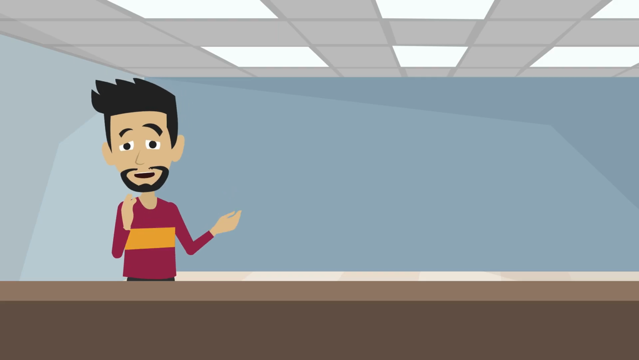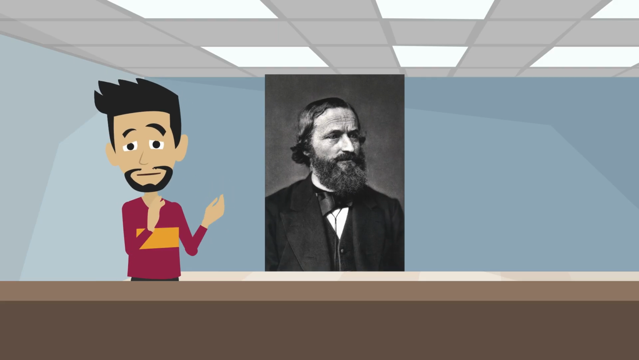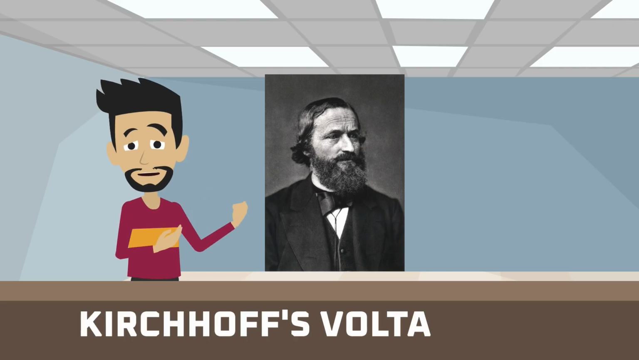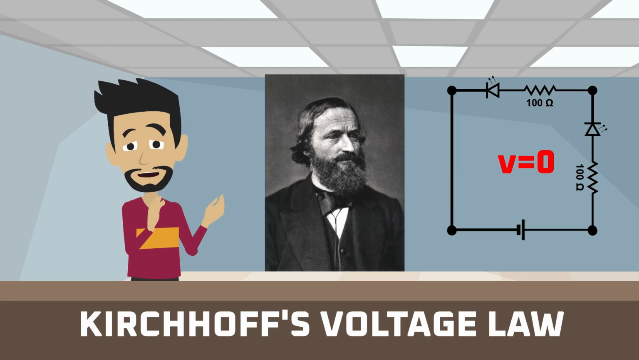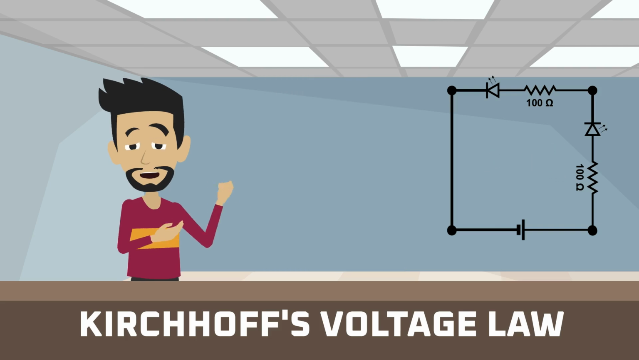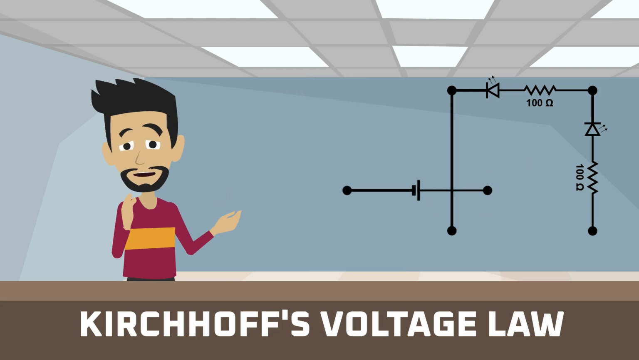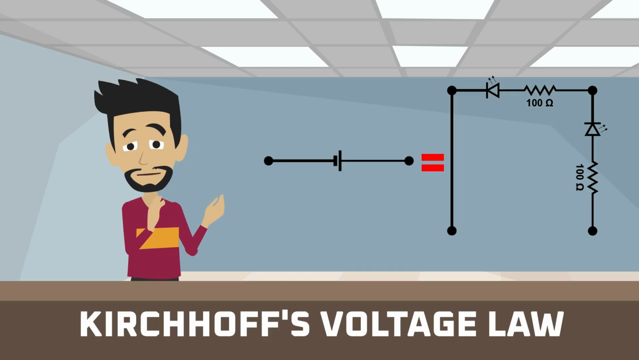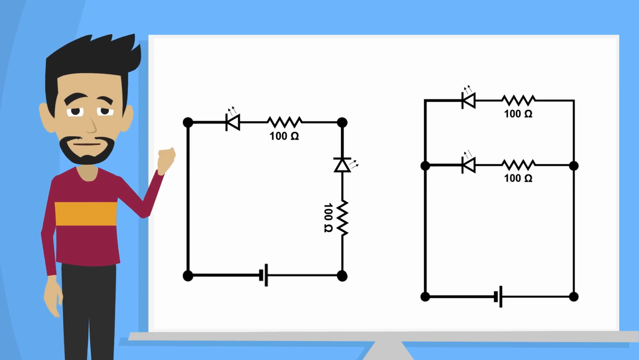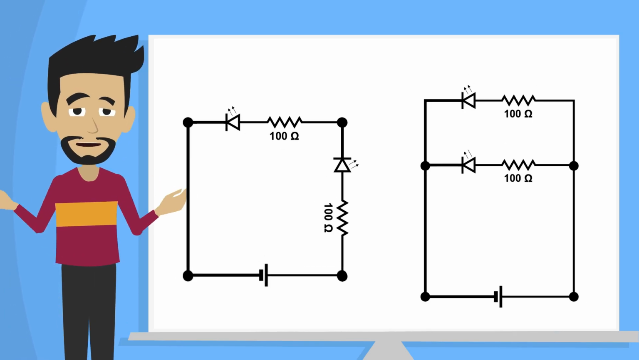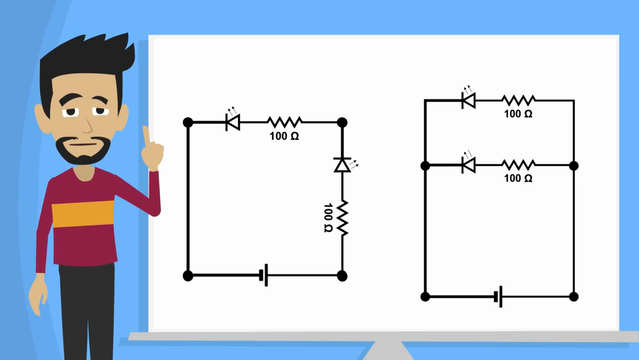In 1845, a brilliant physicist named Gustav Kirchhoff described a law that states the sum of the voltage in a closed loop is always zero. For us, that means the amount of volts the battery is contributing needs to be canceled out by the rest of the circuit. Let's see how Kirchhoff's law works in our two LED circuit examples.